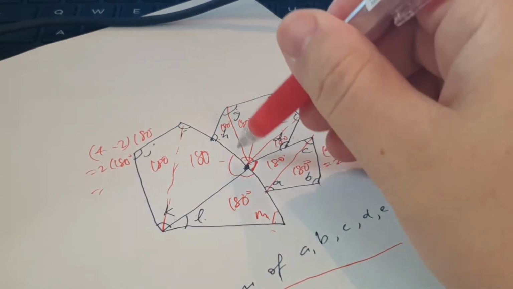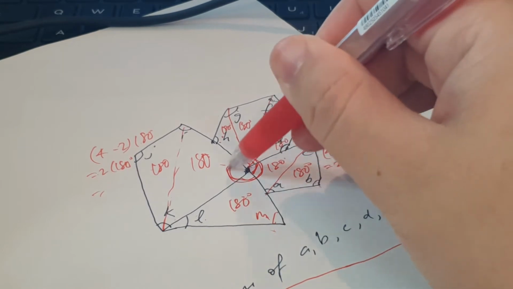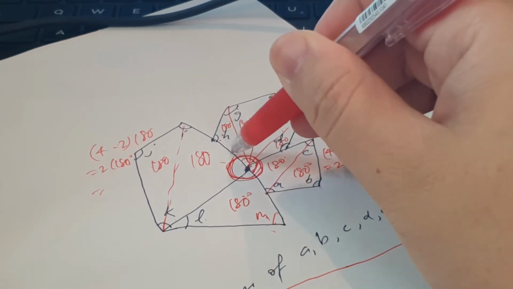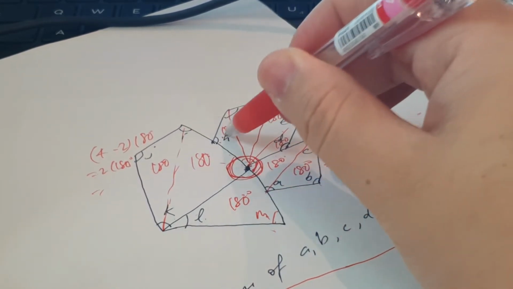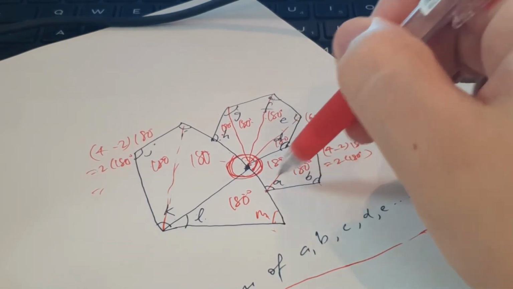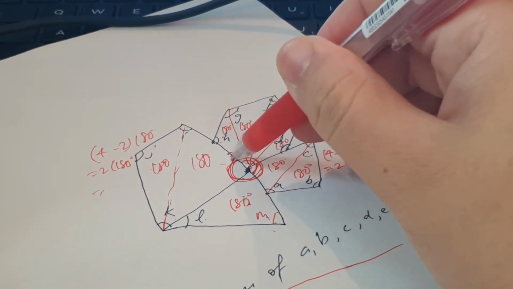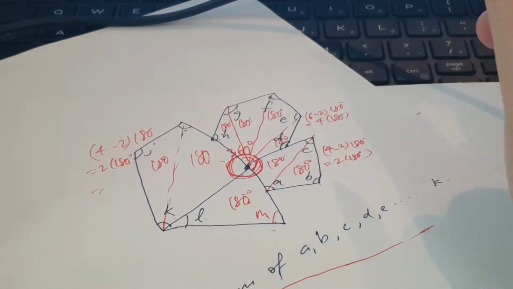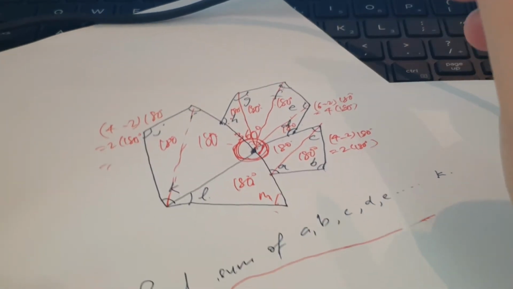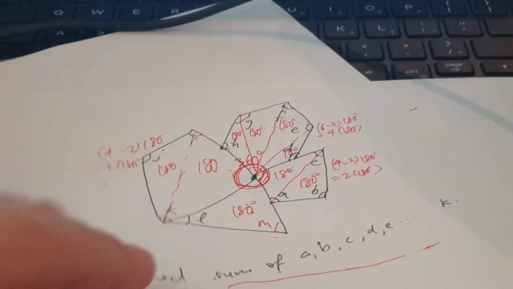But what is this? Aren't these angles at a point? So I just need to add up this plus this minus 360 degrees. That will be my answer already, ladies and gentlemen. Okay, so that's all.